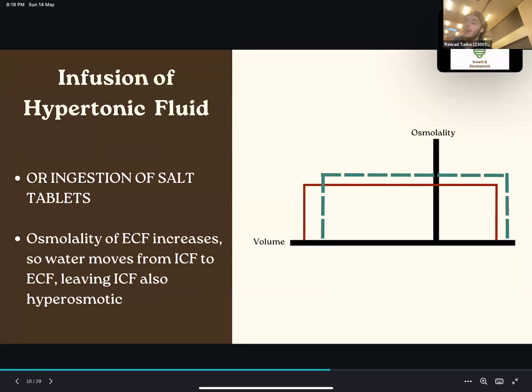Infusion of a hypertonic fluid, what does that do immediately to the extracellular fluid volume? It increases it. What does it also do? It increases the osmolality of it. So we have two things happening right away: an increase in osmolality of the extracellular fluid and an increase in volume in the extracellular fluid. Now let's think of compensating mechanisms. What can we do to maintain osmotic balance between the ICF and the ECF now that we have an increase in osmolality in the ECF? Water moves from the ICF to the ECF, and then the ICF also becomes hyperosmotic, and we have a decrease in volume in the ICF.